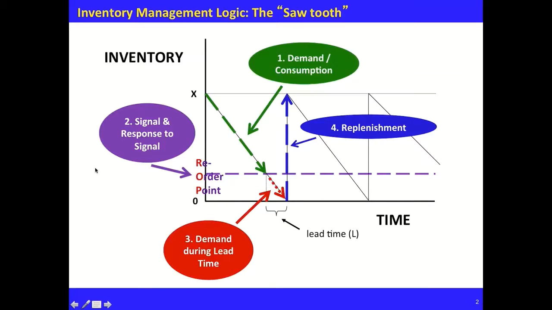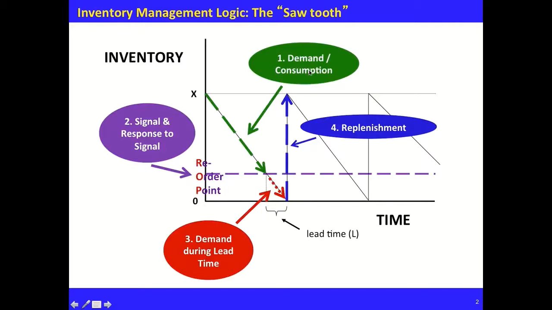MRP is just like any other inventory management. And any inventory management, regardless of the level of sophisticated technology involved, essentially follows what's called the sawtooth pattern, where there's a certain amount of inventory that you start with, you use it up, eventually you get more, and do it again over and over again in this up and down pattern that looks like a sawtooth.